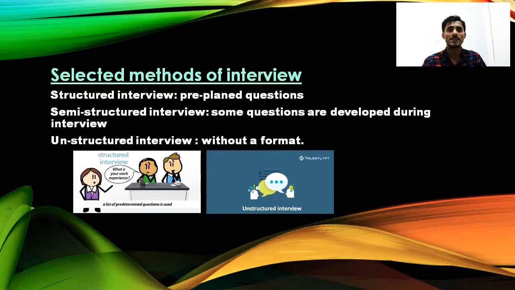Three selected methods are used in interview. They are structured interview. Structured interviews are pre-planned, where the interviewer uses a standard guide, while in a semi-structured interview, some questions are developed during the interview. An unstructured interview is without format, which means there is no format for what questions will be asked.